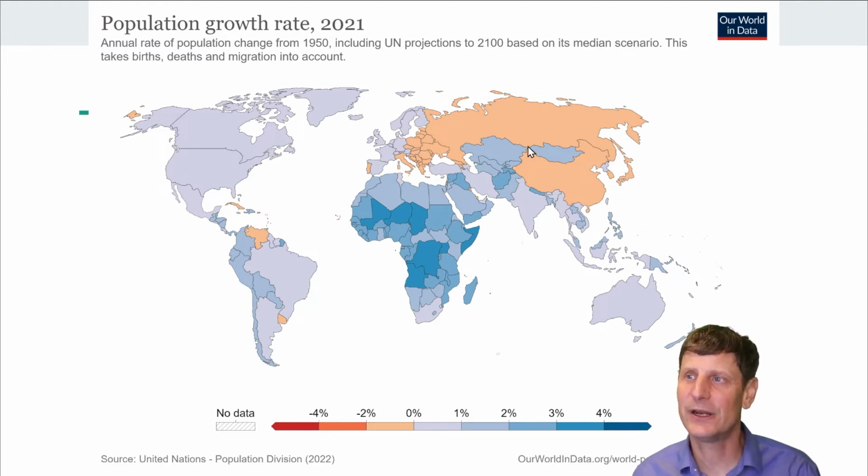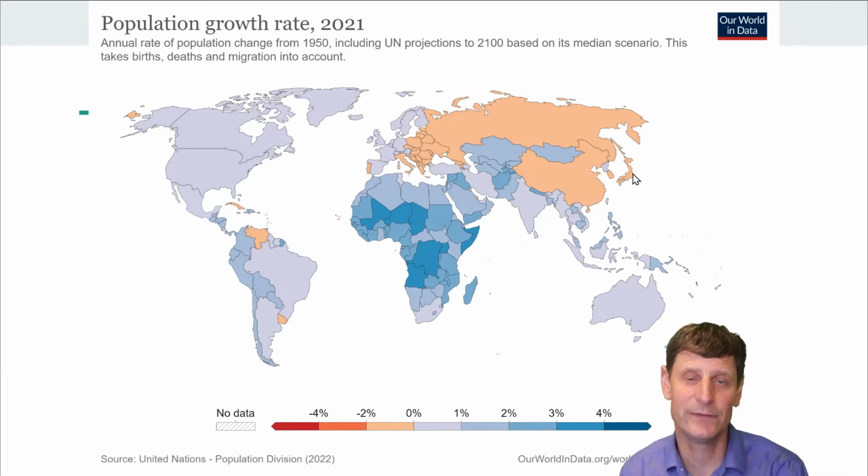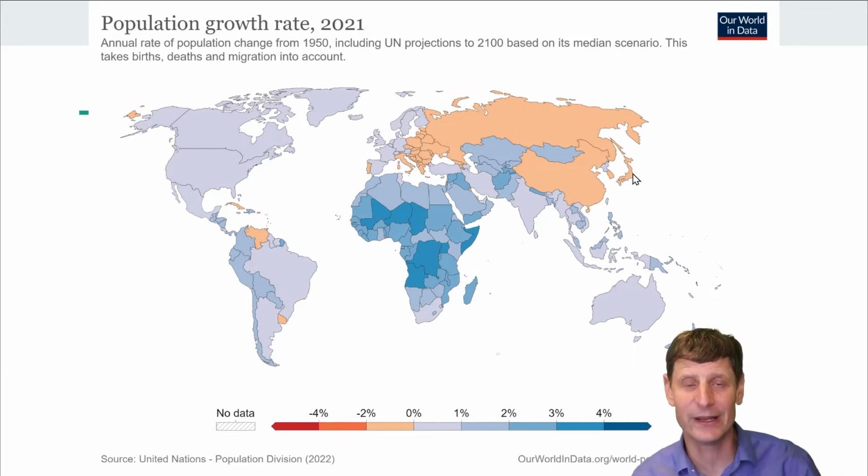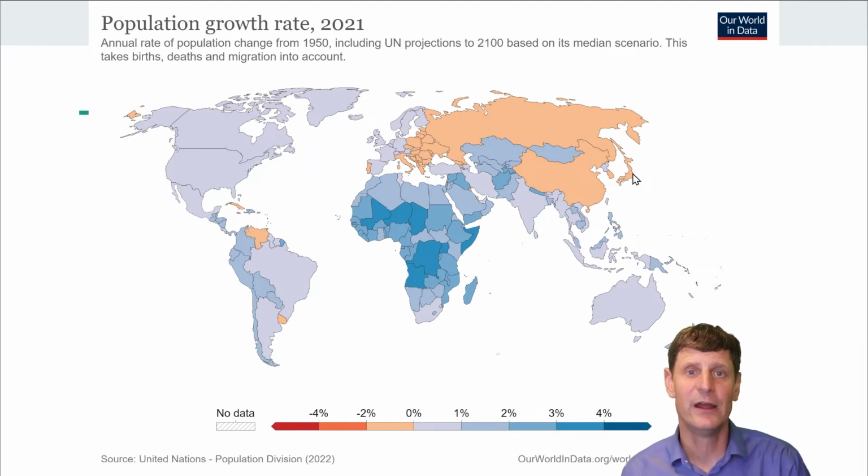So that's happening here in places like Japan and South Korea. It's the same as places like Italy or Portugal. Japan, in fact, has the longest life expectancy on the planet. People live into their 80s with great regularity and much longer in a lot of cases, but they're just not having as many kids anymore.